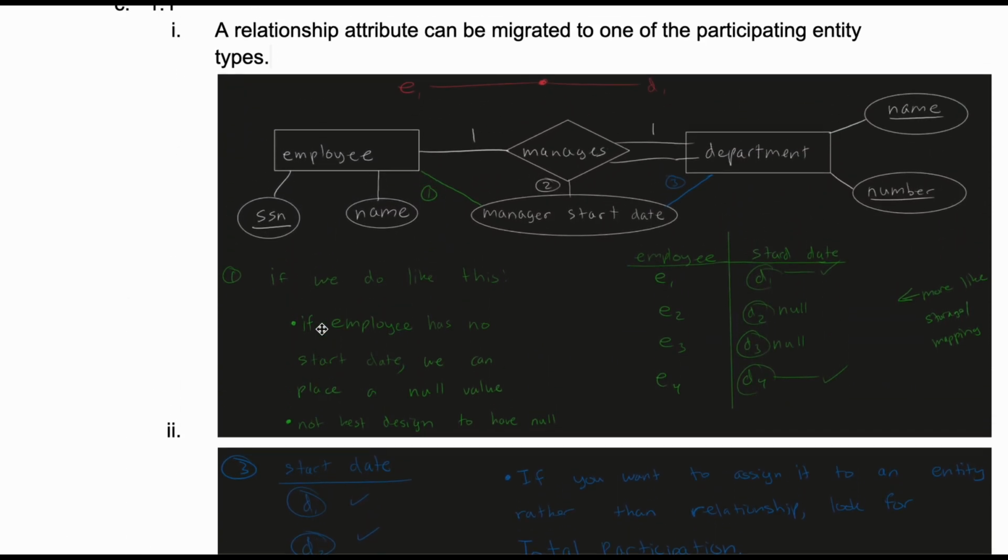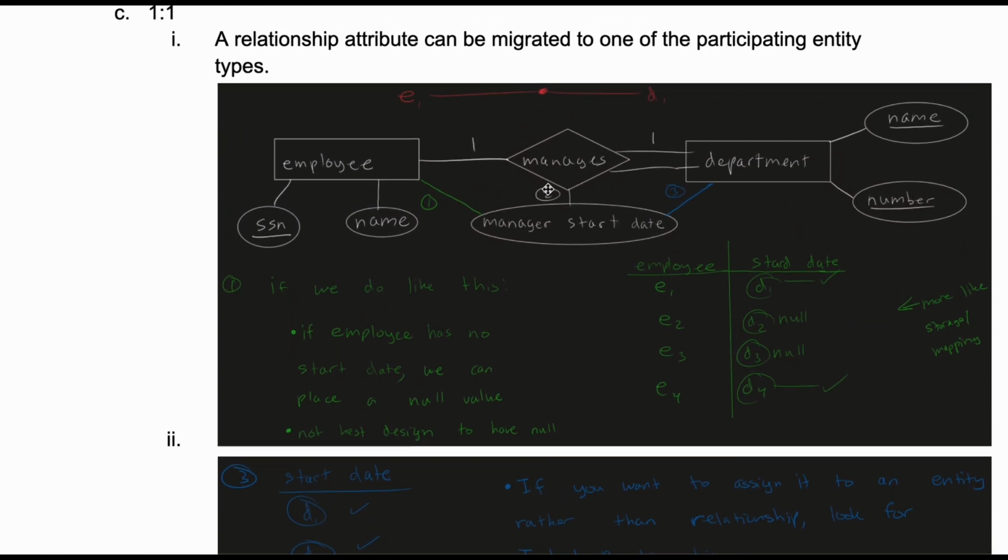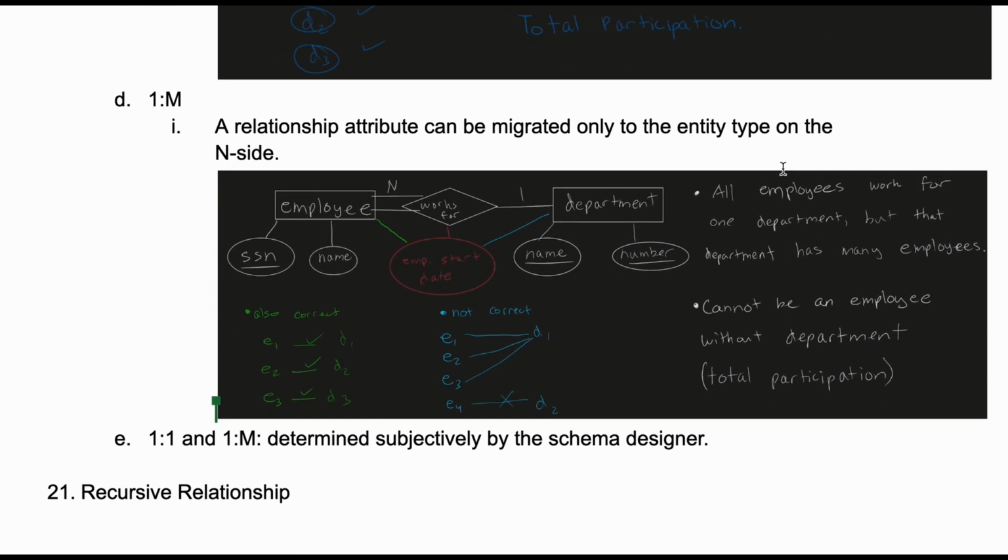This is very similar to what we have up here, where we have this manager start date, and we want to either link it to the relationship manager or to the entity department, because we have this entity right here with total participation. So this is very similar. We have employee works for a department. Now the employee has attributes and keys: social security, name. The department has name and number.